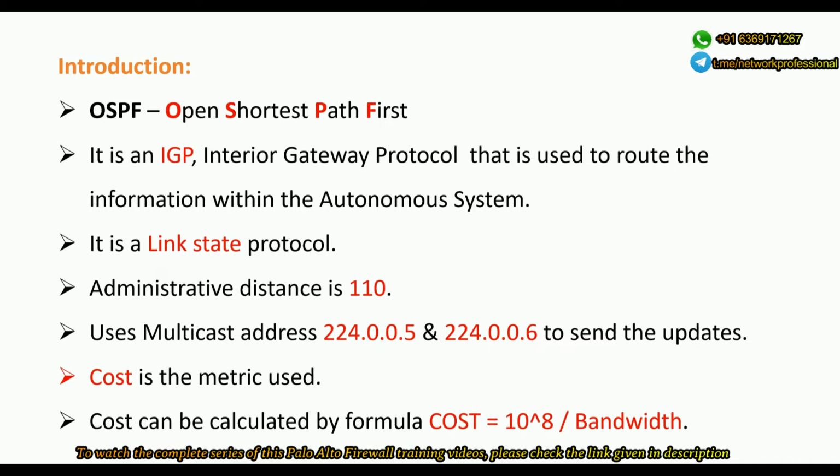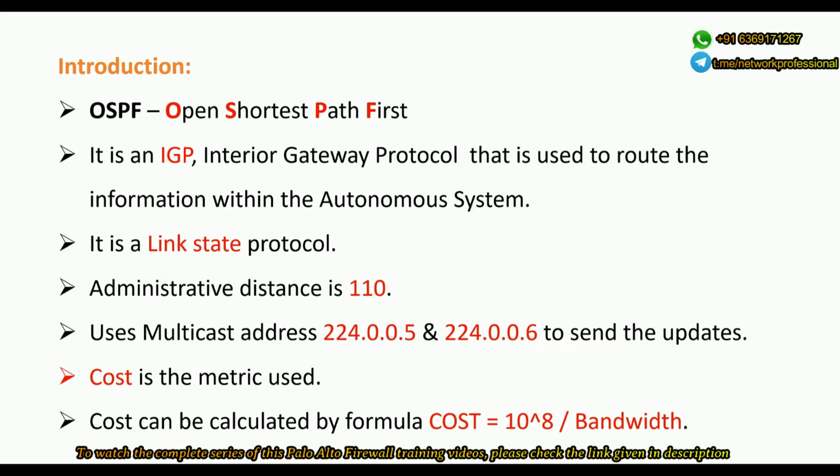within the autonomous system. Okay, it is a link state routing protocol. When I say link state routing protocol, it means all the devices in the network will maintain, or will know, the entire topology. For example, if there are 10 network devices running OSPF, all 10 routers will be aware of the entire, complete topology.